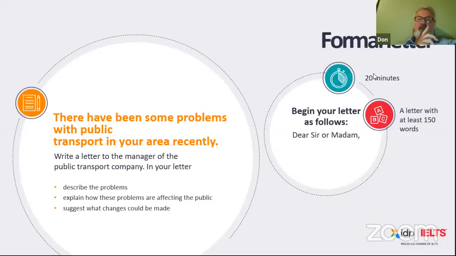And here the points are: 1, describe the problems. 2, explain how these problems are affecting the public. And 3, suggest what changes could be made. We will always tell you how to begin your letter. Here, we tell you, begin with dear sir or madam. This is the beginning of a formal letter.